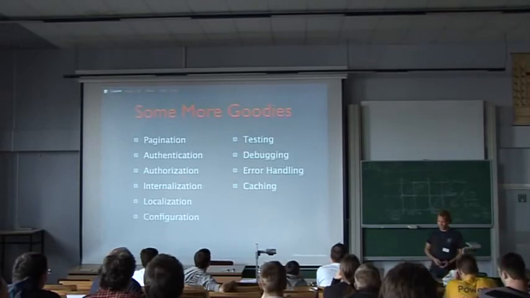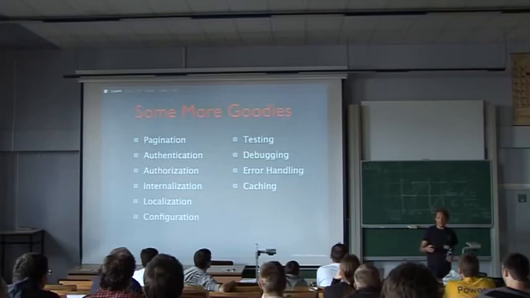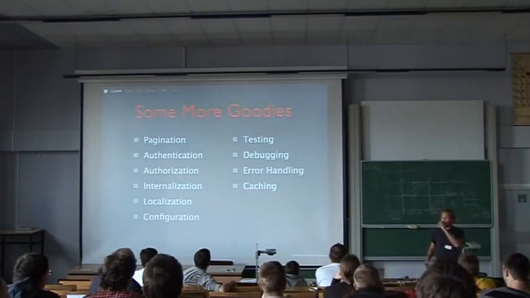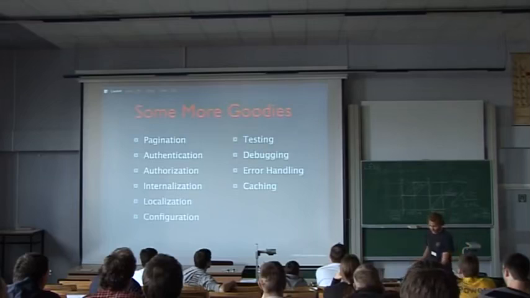Caching. When it comes time to optimize your application, you have to look at caching. So in 1.2, we have cache engines for memcache, APC, Xcache, file caching, and even model caching. So you can cache anything, anywhere.